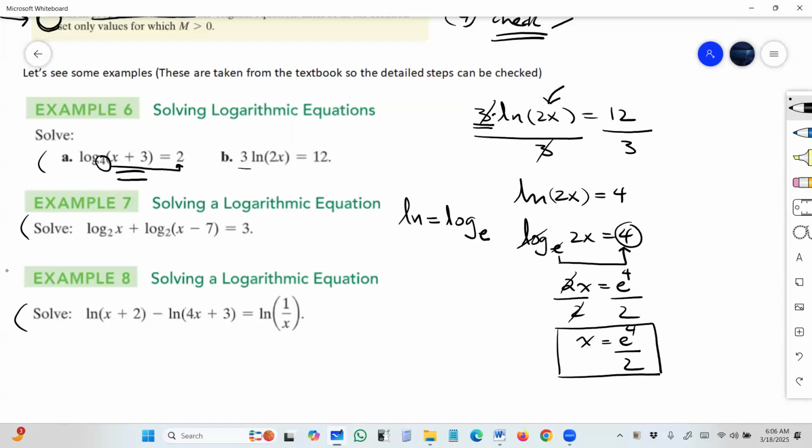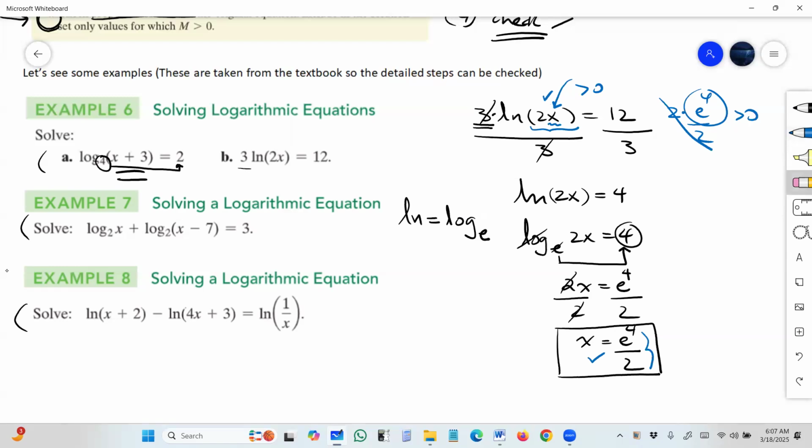And now I have to check, right? But I don't need to check the exact numerical answer. It's a soft check where I grab this value, go into the original equation, I replace x with it, and all I need to make sure is if the argument is greater than 0. Well, so it's 2 times e to the 4 over 2. So it's e to the 4. This is definitely a positive value, so this is good, which means that this is good. So this is my solution, e to the 4 over 2. Okay, soft check.